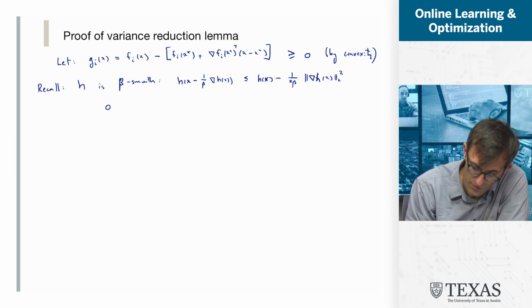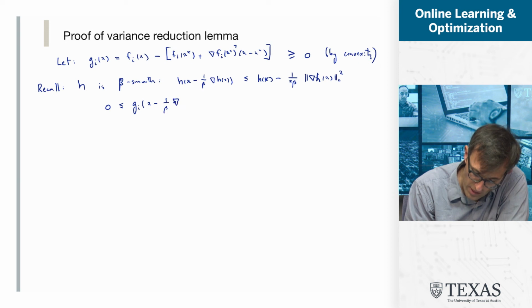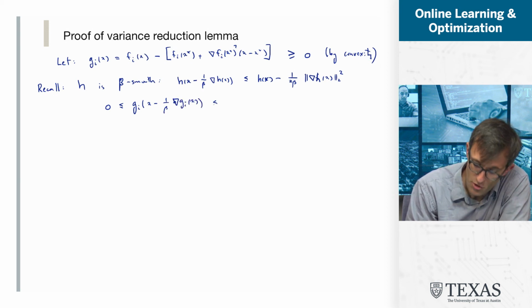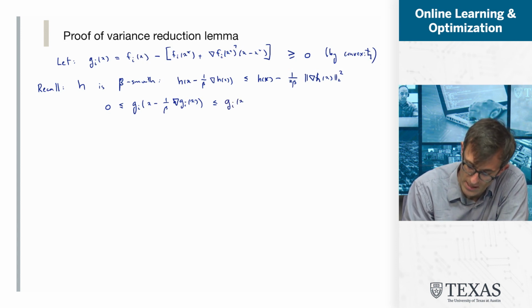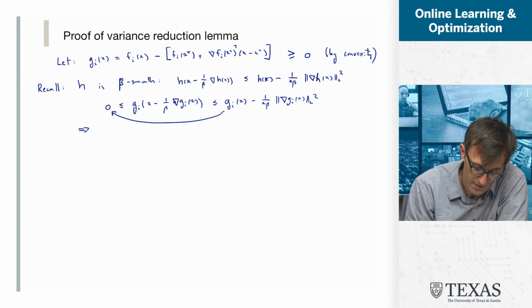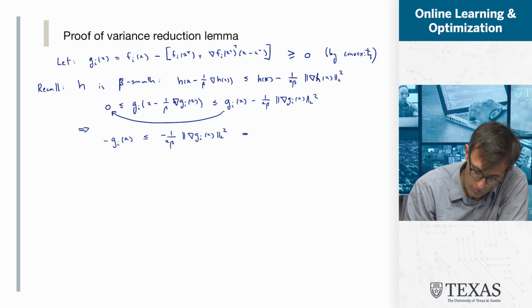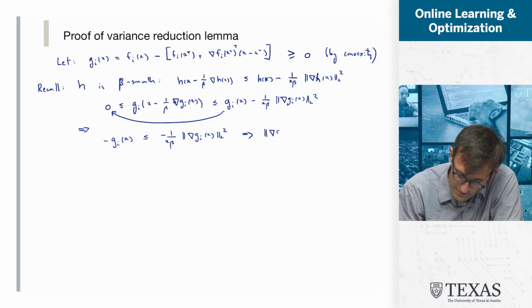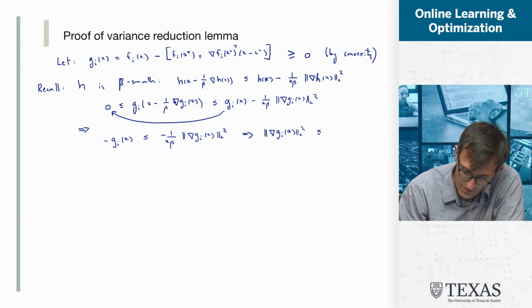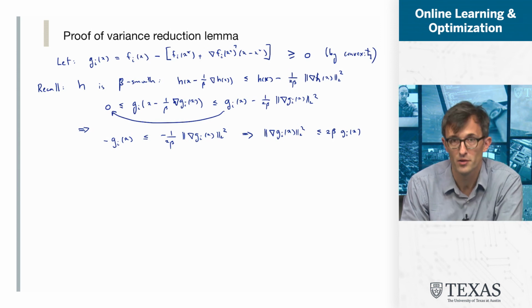So putting this together, we've got that 0 is less than or equal to gi evaluated anywhere, and in particular evaluated at x minus 1 over beta gradient of gi of x. And this in turn, just like the inequality above promises, is less than or equal to gi of x minus 1 over 2 beta times the norm of the gradient of gi of x squared. This implies, moving this over to the left, that minus gi of x is less than or equal to minus 1 over 2 beta times the norm of the gradient of gi of x squared. And rearranging, the norm of the gradient of gi of x squared is upper bounded by 2 times beta times gi of x. All I did is move the norm to the left and move g to the right, multiplying through by 2 beta.